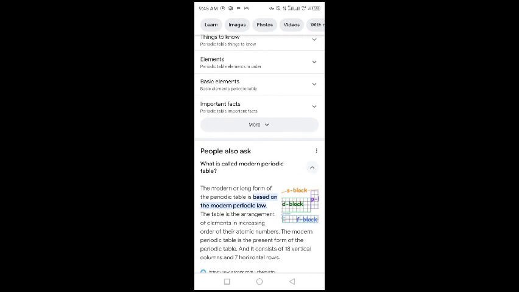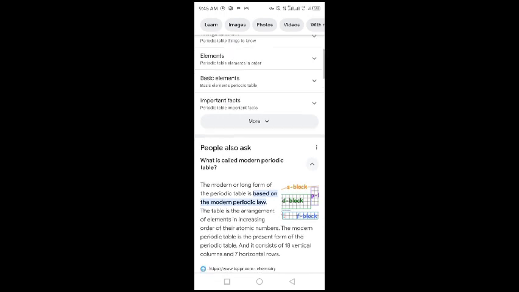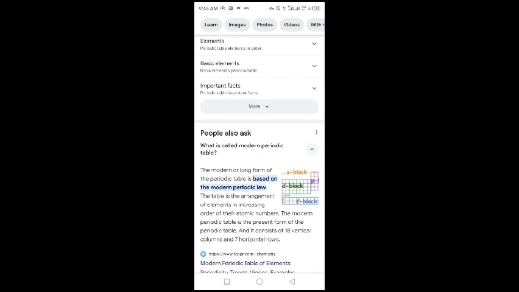The modern or long form of the periodic table is based on the modern periodic law. The table is the arrangement of elements in increasing order of their atomic numbers. The modern periodic table is the present form of the periodic table and it consists of 18 vertical columns and 7 horizontal rows. जो modern periodic table है ना, वो 18 vertical columns पे मुश्तमिल है और 7 horizontal rows पर.